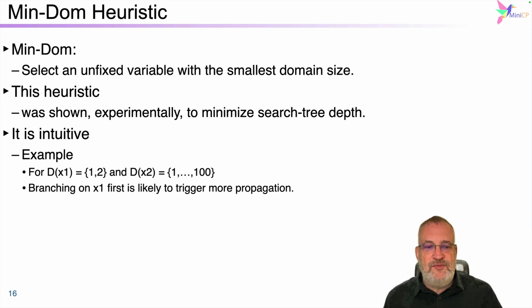Now, clearly, if you branch on x1, whatever value you pick, it will be fixed. It will have only one value, and it's likely to trigger far more propagation. If you were instead branching on x2, you would fix it to one value, but it would not necessarily have as much of an impact on the other variable, right? You wouldn't have as much propagation. So the trick is go for the smallest domain first.